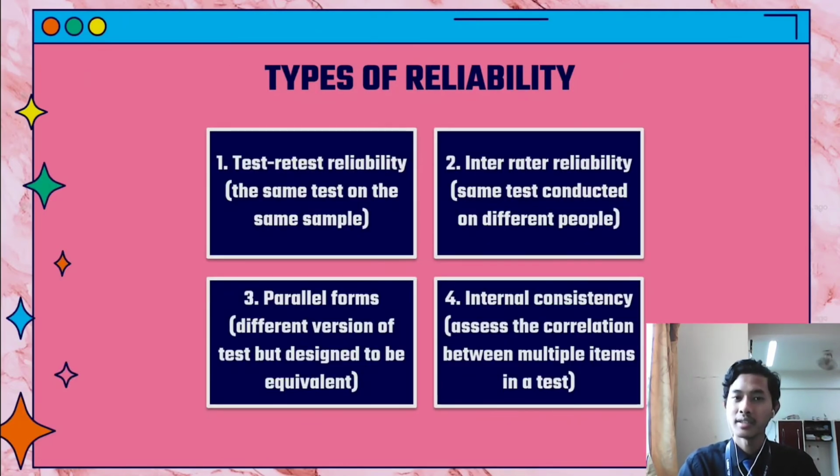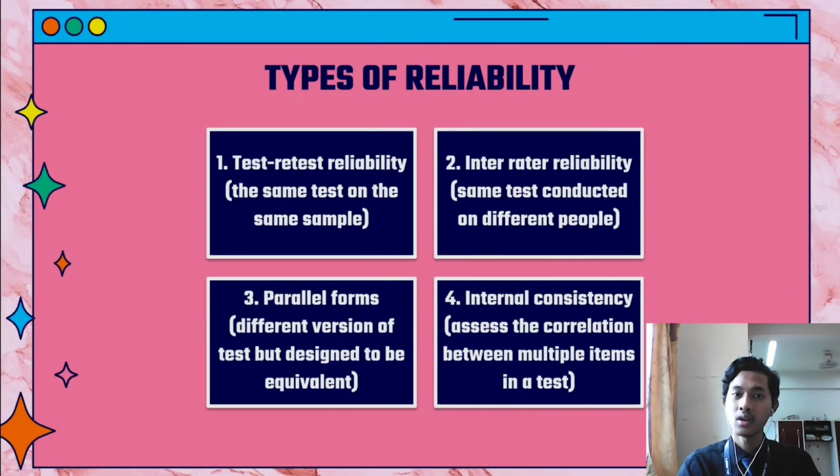For the next slide, I will explain about types of reliability. First, it is the test-retest reliability. Test-retest reliability measures the consistency of results when you repeat the same test on the same individual at a different point in time. Second, it is the inter-rater reliability.